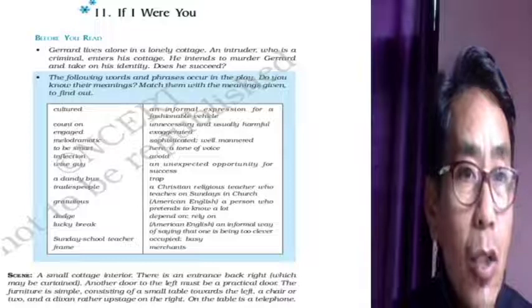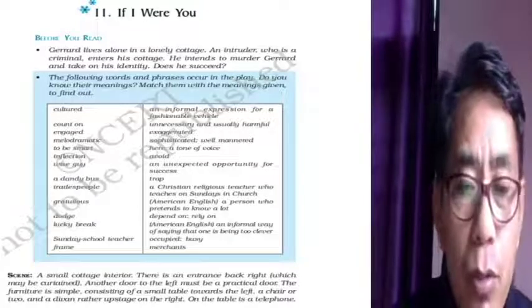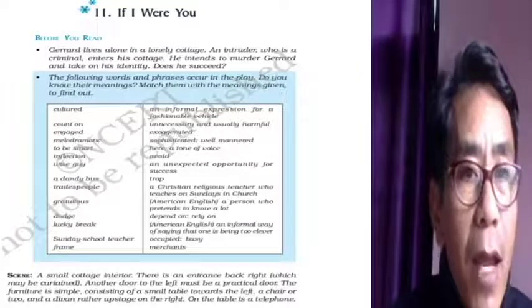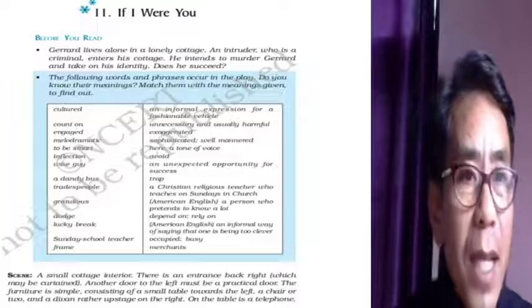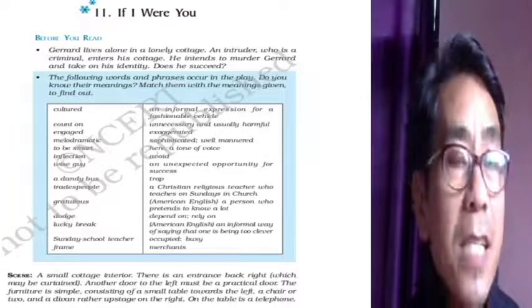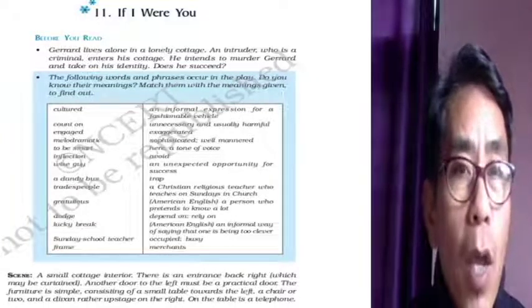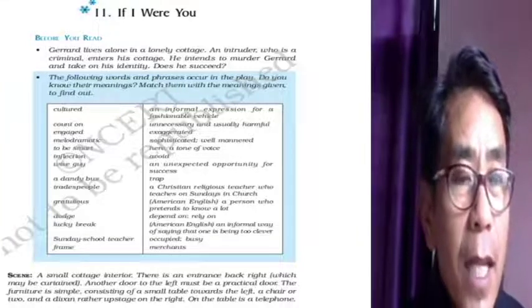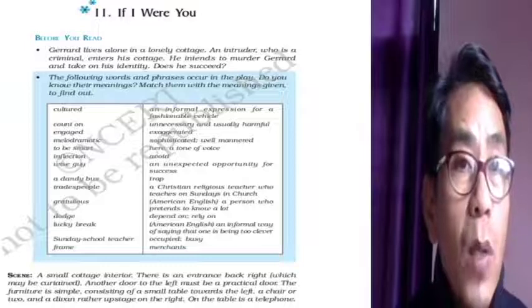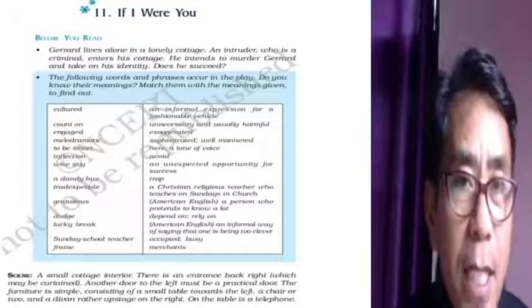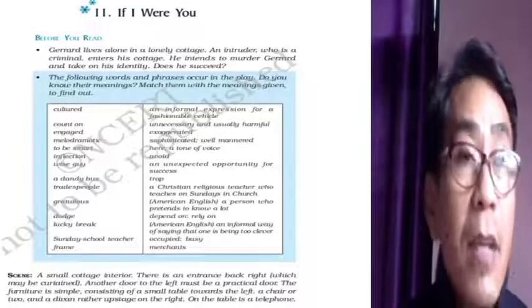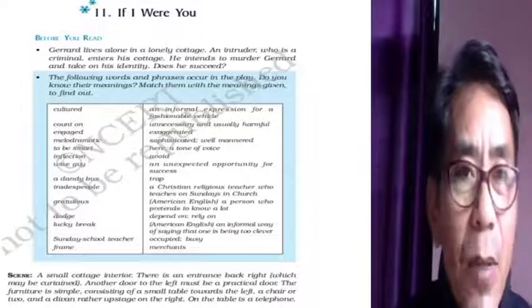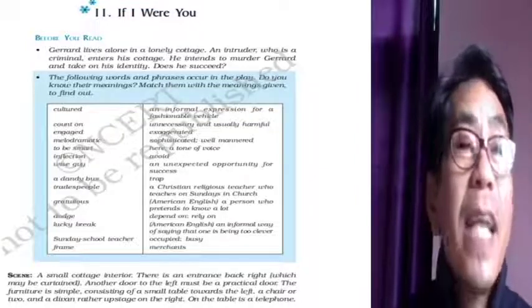I have already introduced you to the drama. We have already completed, I think, 2 pages. Now, which part of the drama are we in? We know that Gerard was alone in his cottage. And where was that cottage? That cottage was in Essex, a small countryside in England.